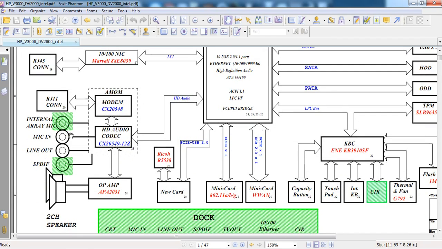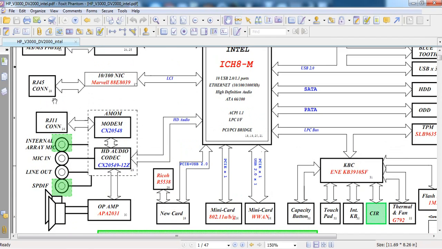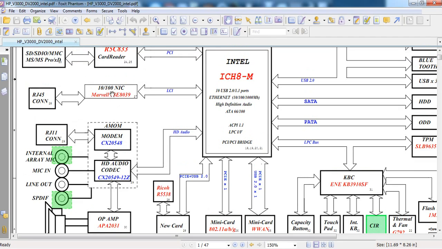Okay, fine. This is your RJ45 connector. This is your LAN IC. The LAN IC is connected through LCI signals to the ICH. Now the ICH sends and receives the signal to and from the LAN IC.